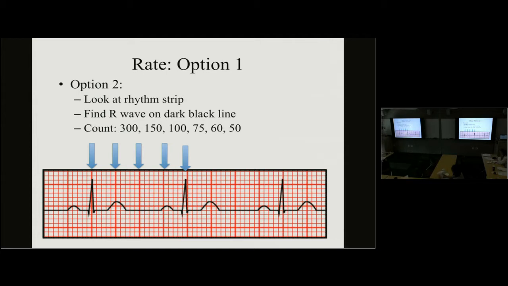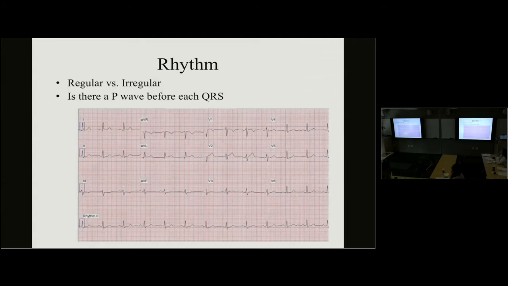Again, the machines are pretty good at telling you the actual heart rate, unless somebody's rhythm is irregular. But I still don't usually believe the machines. The next thing you want to know is the rhythm. Is the rhythm regular or irregular?